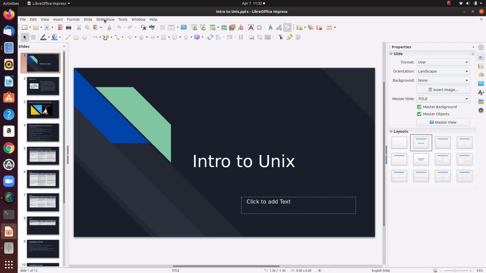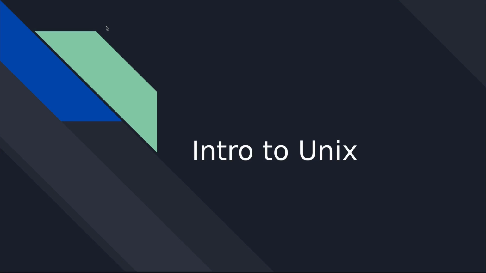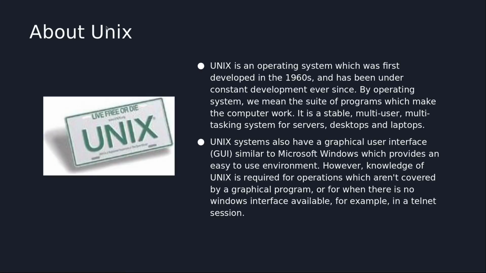So let's get started. Now you're asking yourself, what exactly is Unix? I meant to say Unix. Now Unix is an operating system which was developed in the 1960s, and this has been in constant development ever since. By operating systems, we mean the suites of programs which makes the computer work.